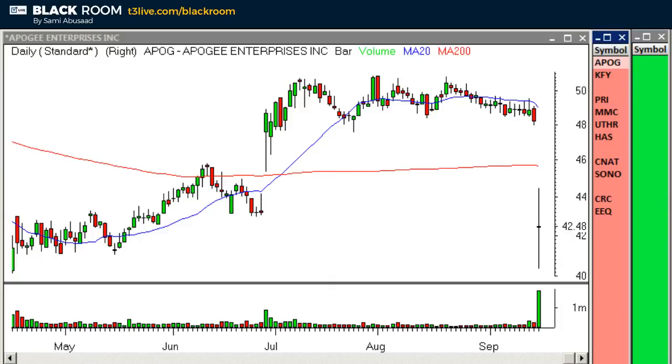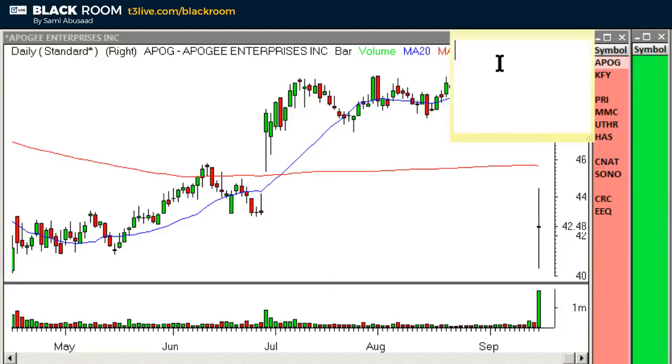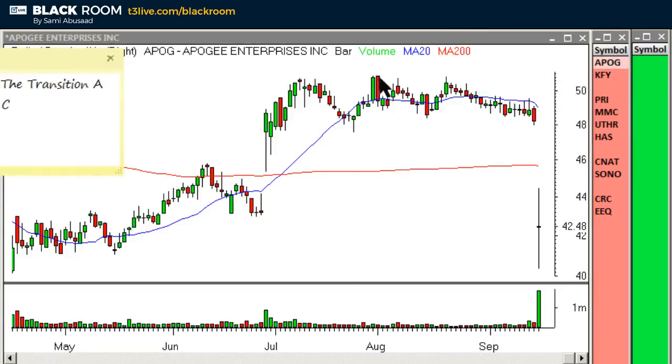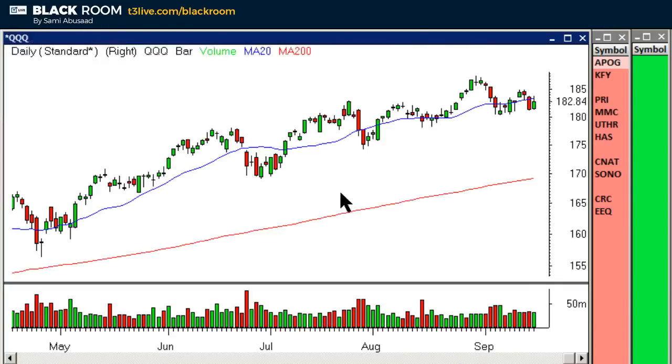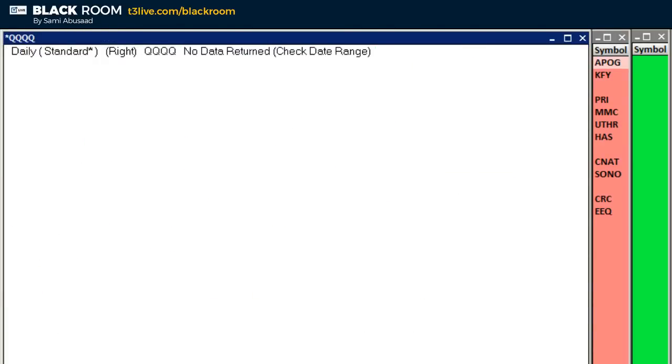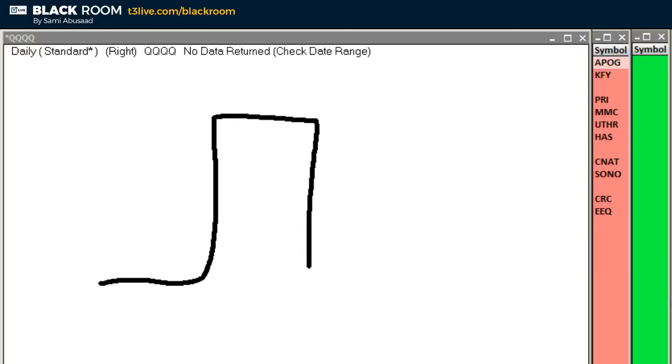The first gap, let's take out also a sticky note, is the gap that creates a transition A or C, or the gap that creates a transition A or C. What that means is, if you're not familiar with the 4 stages, the cycle through which all stocks move, it looks something like this, okay?